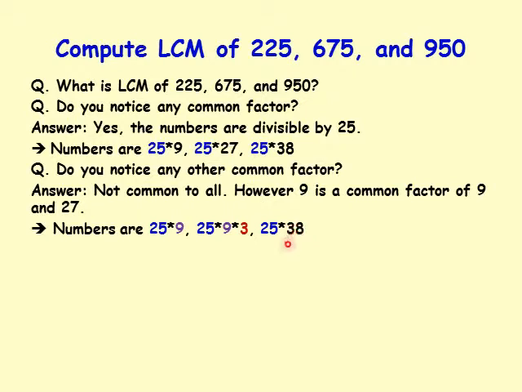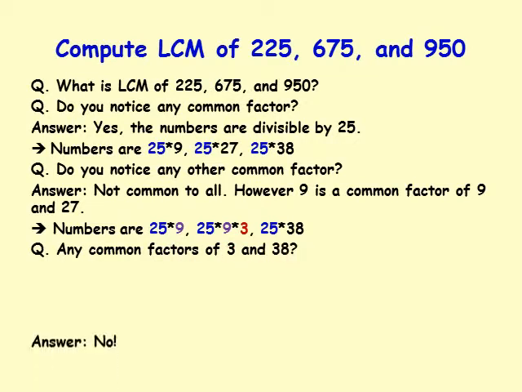Those are odd numbers so far. So are there common factors of 3 and 38? Nope, there's no common factor. They're not both even. They're not both divisible by 3. Let's continue. HCF is 25. That's the factor common to all the numbers, 25.